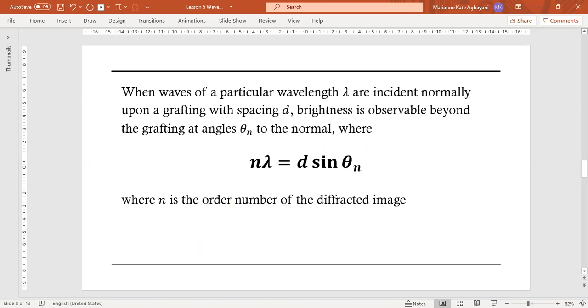So when waves of a particular wavelength, denoted by lambda, are incident normally upon a grating with spacing D, brightness is observable beyond the grating at angles to the normal, wherein n lambda is equal to D times sine theta sub n. This theta is the angle created. Take note that n is the order number of the diffracted images, okay? That is the order number.